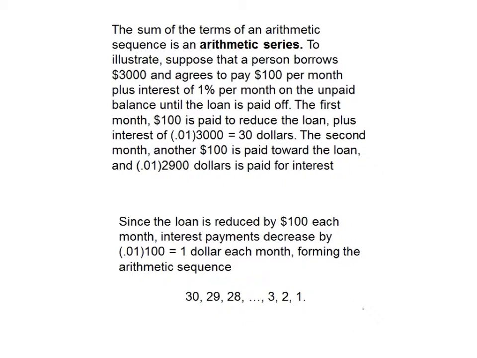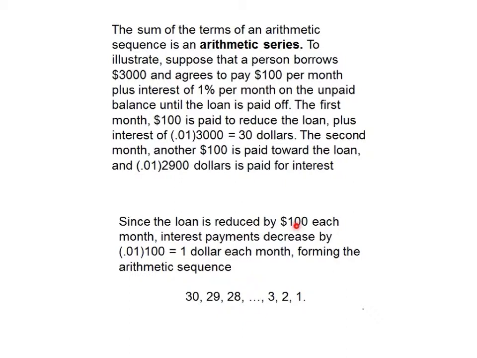What they're showing you in this particular example is that we're going to borrow $3,000 and we're going to pay $100 a month plus interest of 1% per month on the unpaid balance. So on the first month, $100 is paid to reduce the loan plus the interest of 0.01 times 3,000, which is $30. Then the second month, another $100 is paid, but this time our interest is $29.